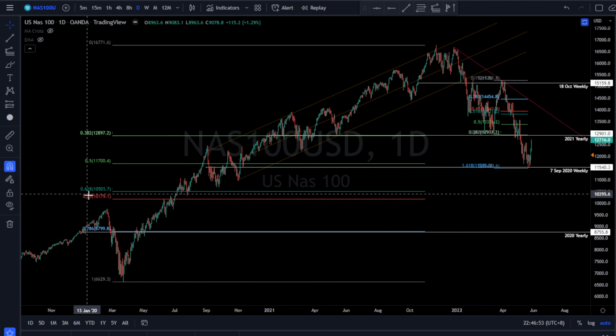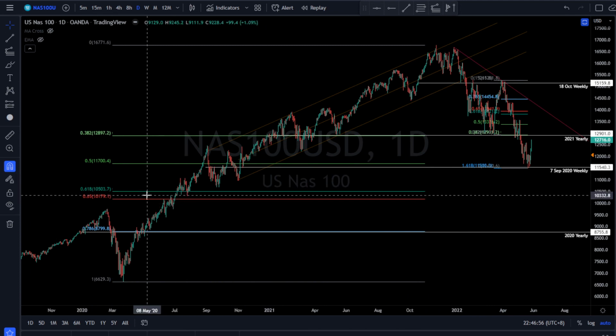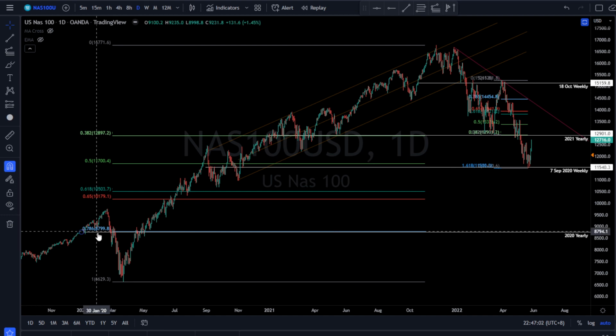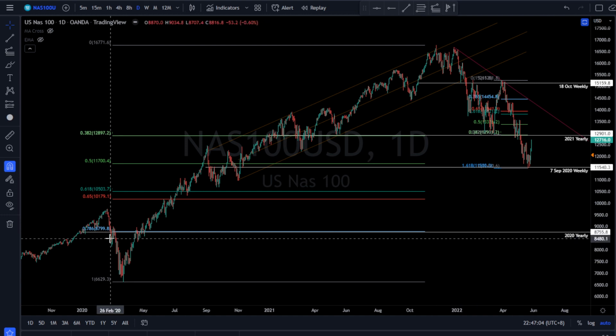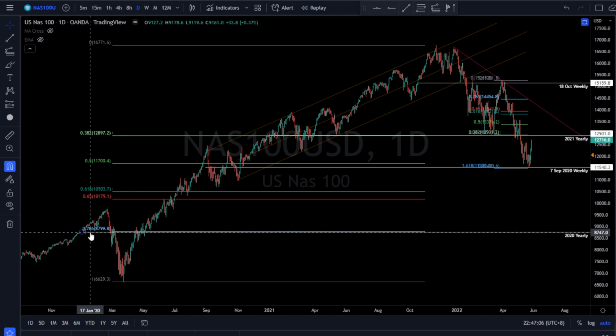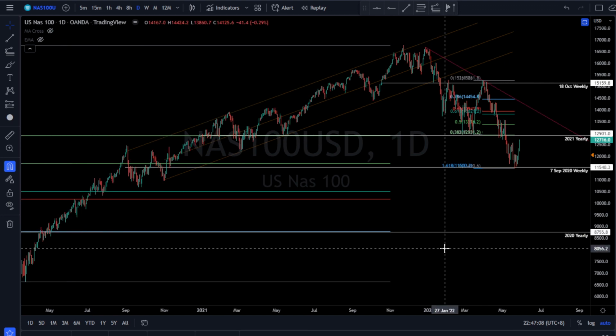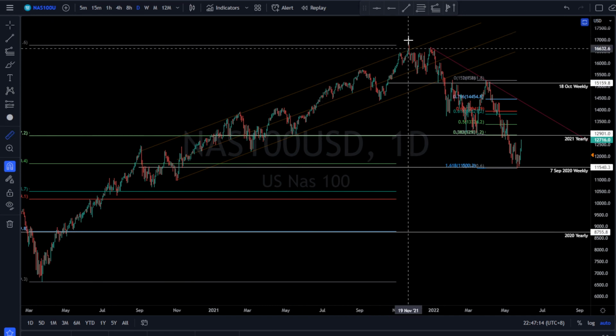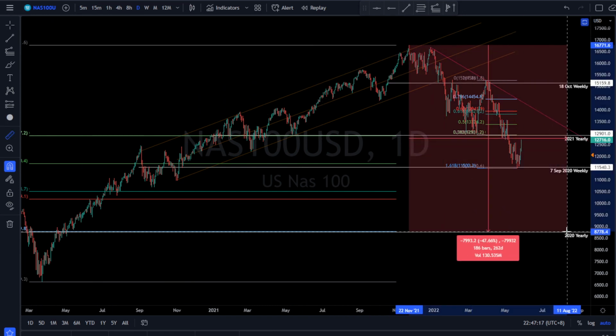and maybe test this golden pocket 618 fib over here, or we can even go all the way down to this 2020 yearly open, in line with this 786 fib. That would be scary. For now, that's not my base case, because if you look at that from the high, that will be almost a 50% drop on an index, which is not going to be pretty.